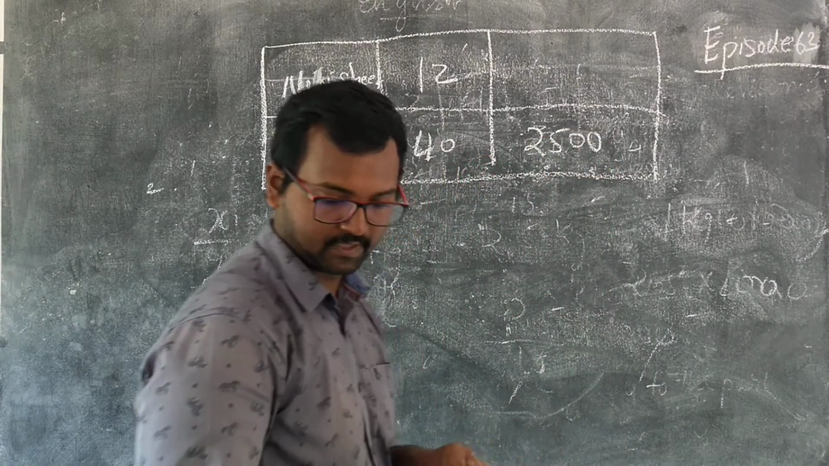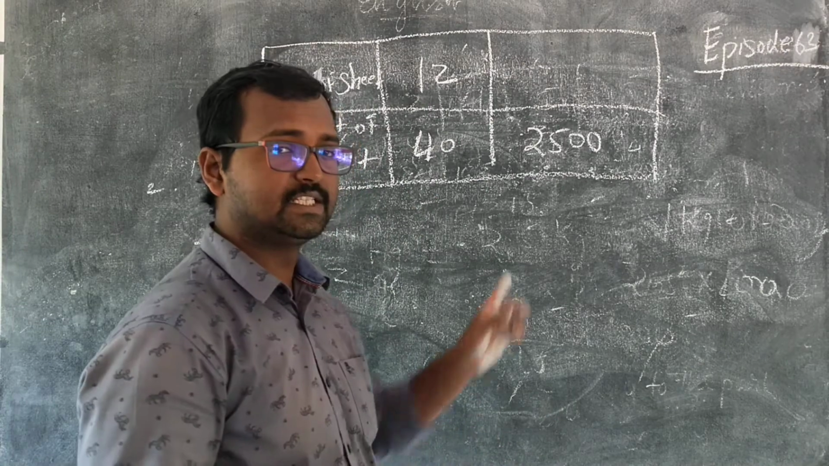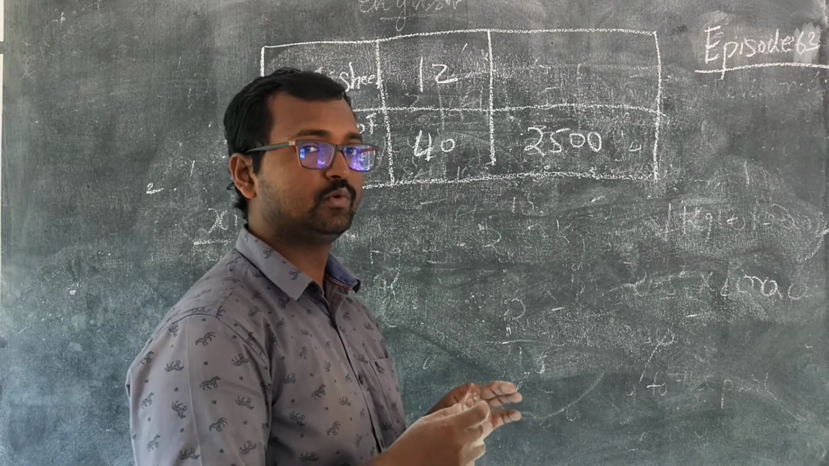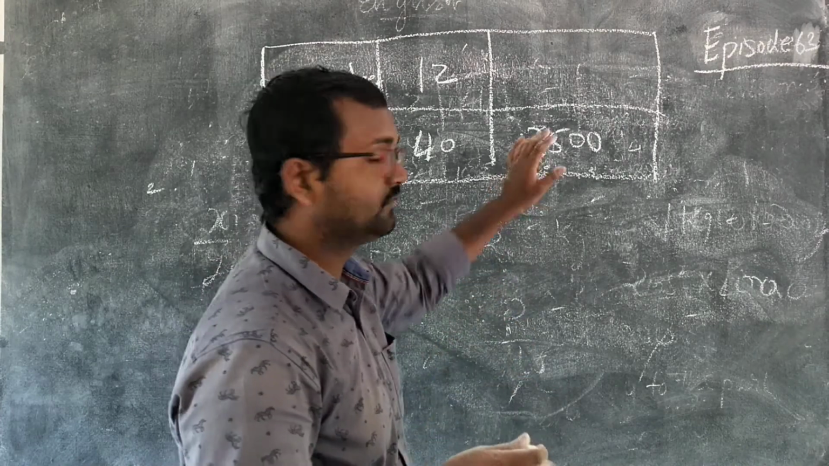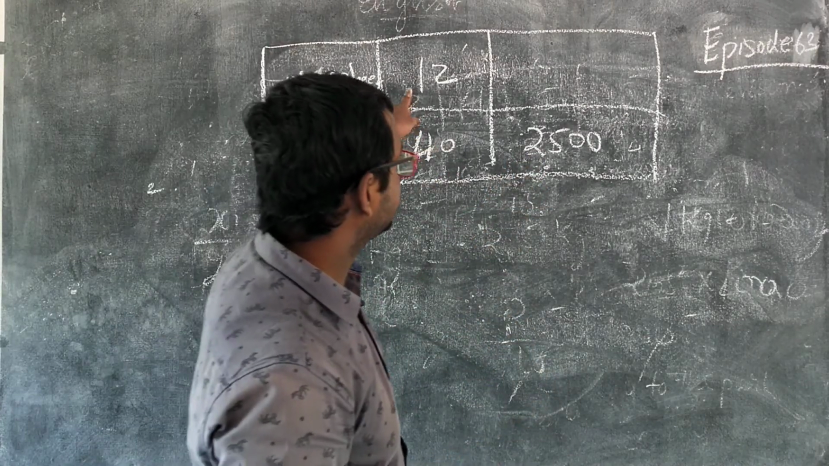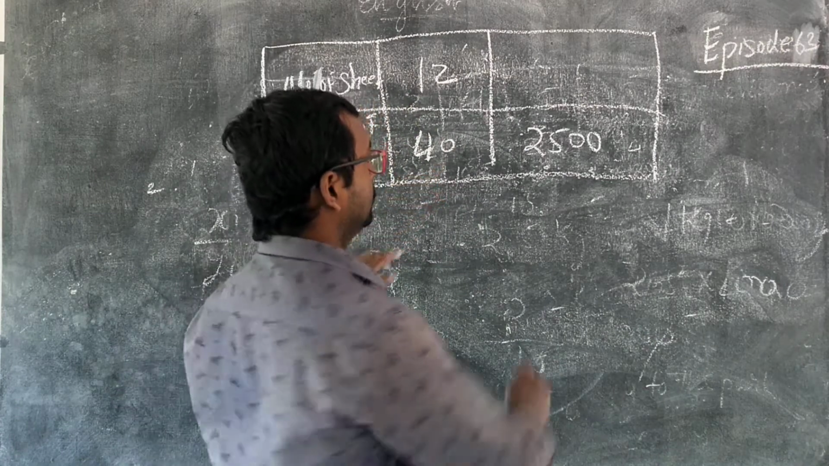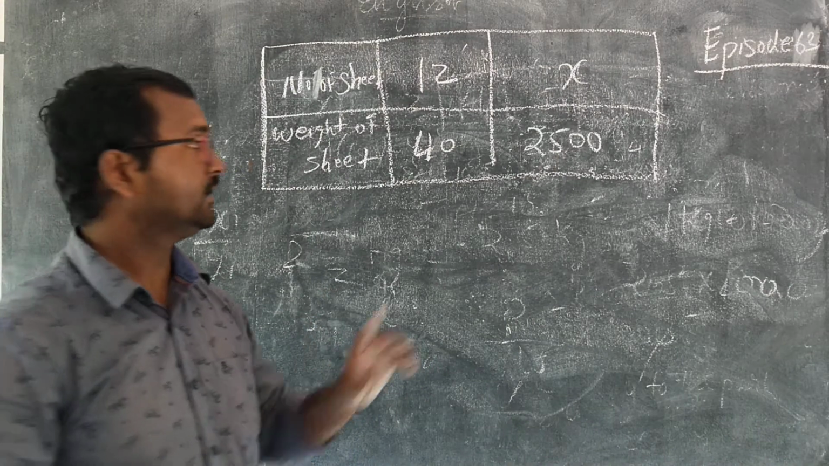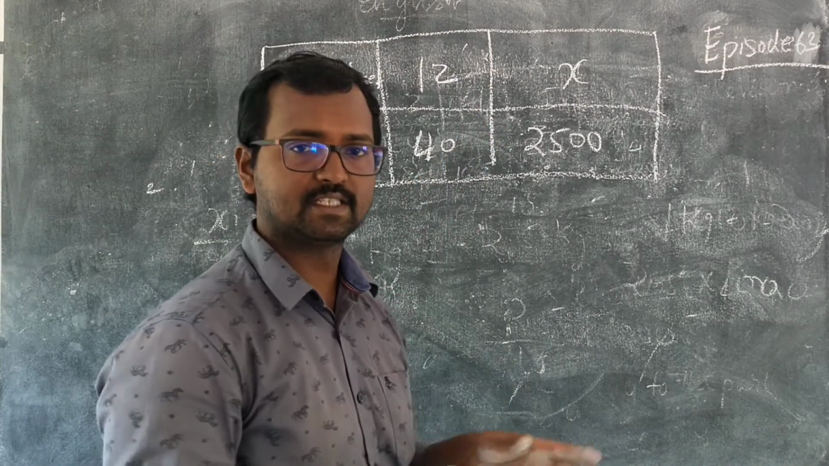2500 gram. Now the next question is, how many sheets would weigh 2500 gram? How many sheets do you have to put to get 2500 gram weight? With 12 sheets the weight is 40 gram. So how many? Because we do not know that value, I am taking that value as x. It's just a normal variable.